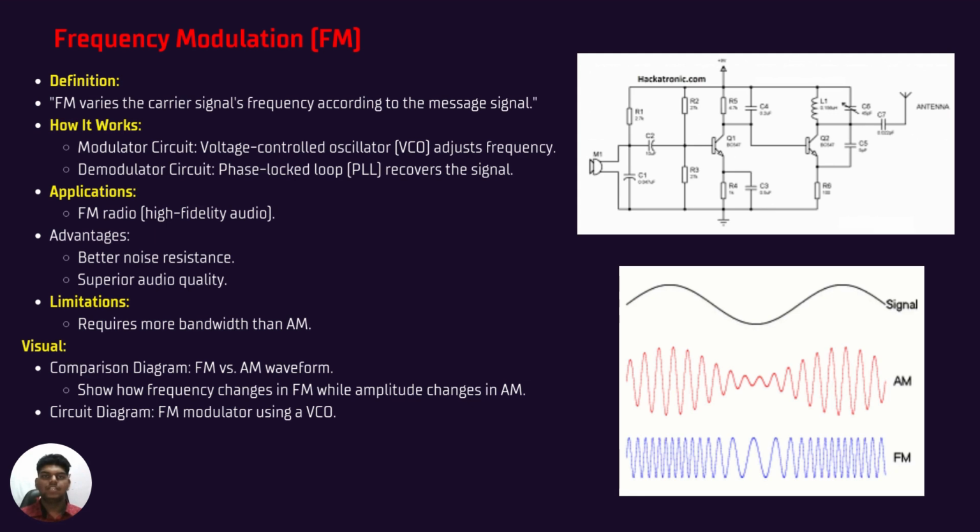The modulator circuit uses a voltage controlled oscillator, or VCO, which adjusts the frequency of the carrier in response to the message signal. On the receiver side, the demodulator circuit typically uses a phase lock loop (PLL) to recover the original signal. FM offers higher quality and resistance to interference compared to AM, but requires larger bandwidth.